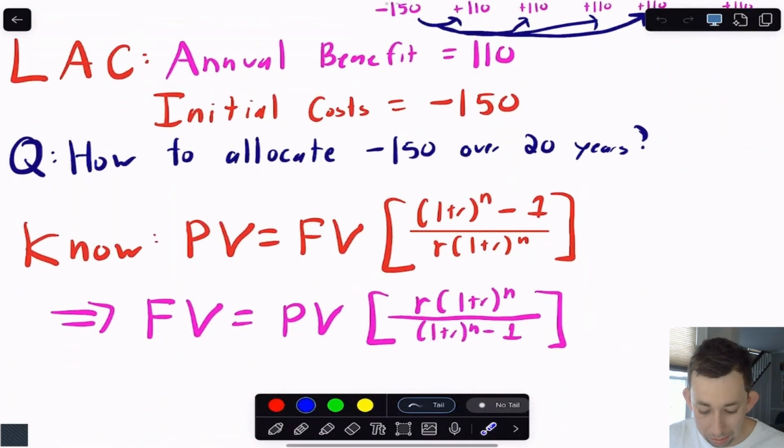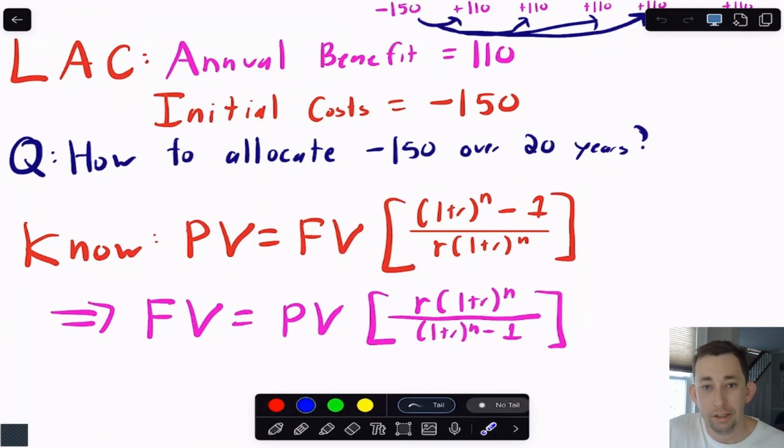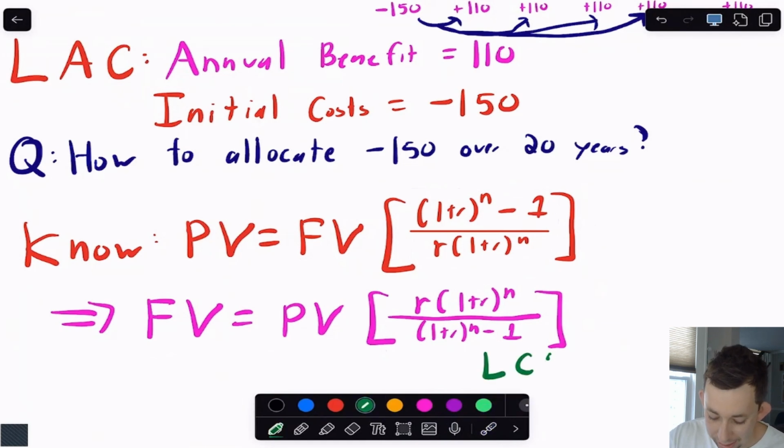And so what we're going to do is we're just going to say, well, when we did net present value, we knew that the present value was equal to the future value times this fun little equation right here. Well, if I have present value and future value, I can just resolve this equation for future value. Then we get future value is equal to present value, or that $150 cost, times basically the inverse of that fraction from above, right? I'm just going to flip this guy right here. We call this sometimes the LCF, or the levelized cost factor. It's not super important that you know what that is. It's more important that you know all we're doing is taking the present value formula and we're resolving it for future value instead of present value.